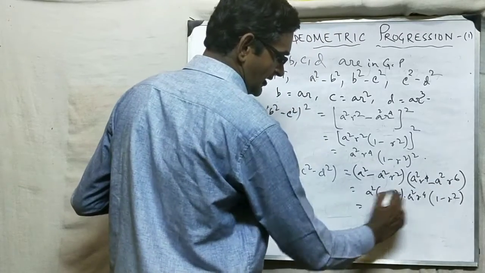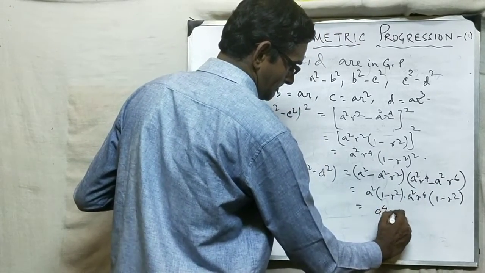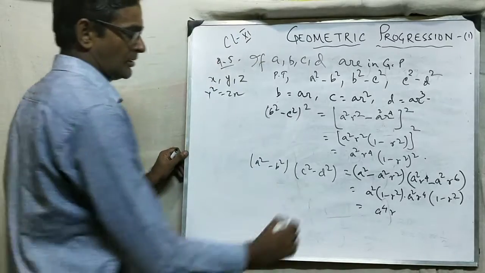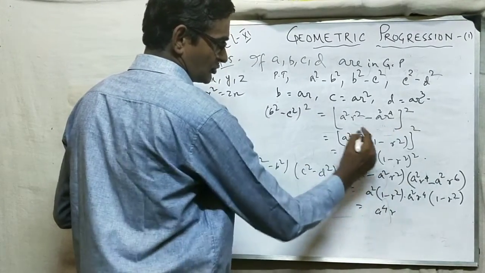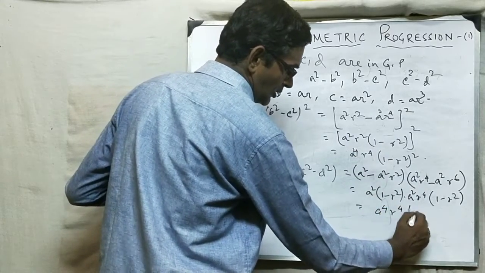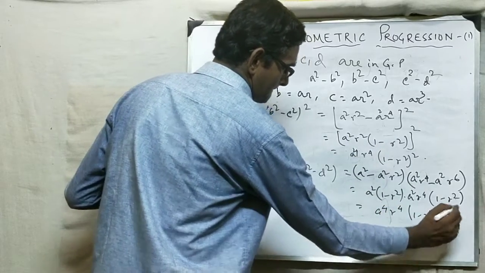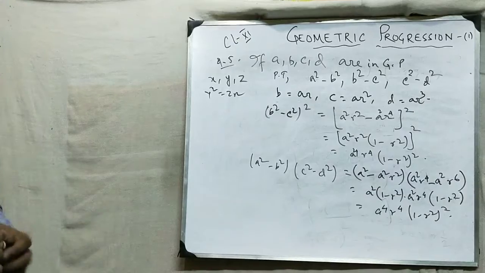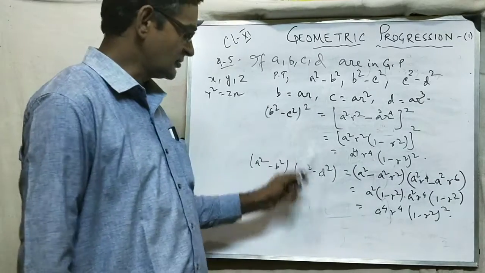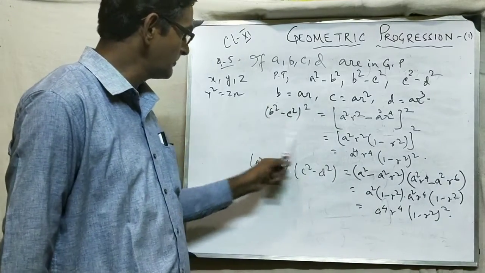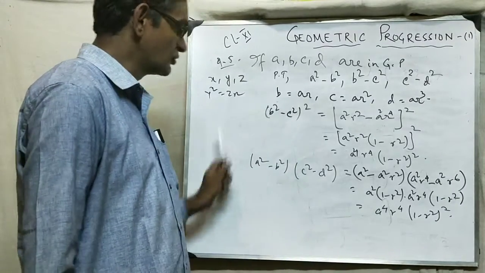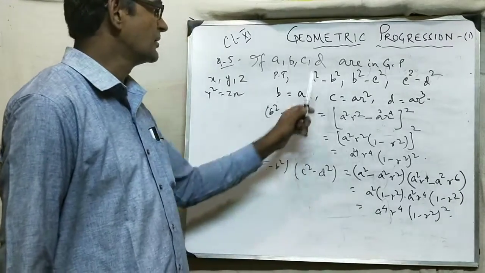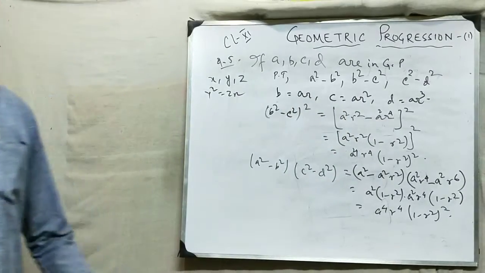So you multiply a square into a square, a to the power 4. Acha, it will become a to the power 4, because a square into a square. a to the power 4 r to the power 4 (1 minus r square) whole square. So what are we getting? This. Now the last step we write: therefore this is equal to this, which proves that these three terms are in GP.